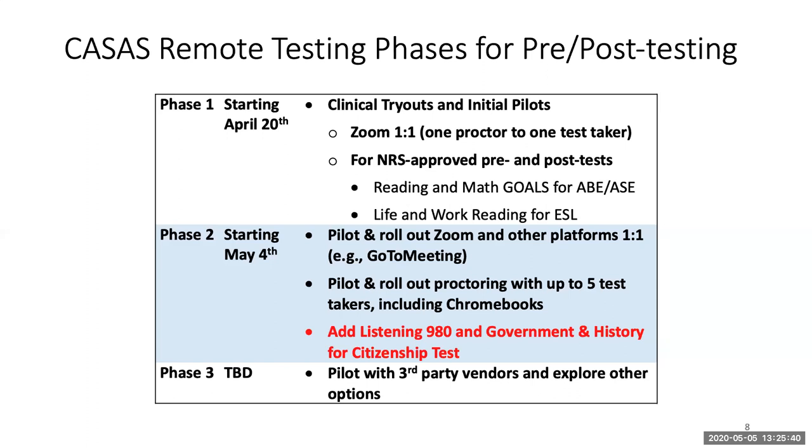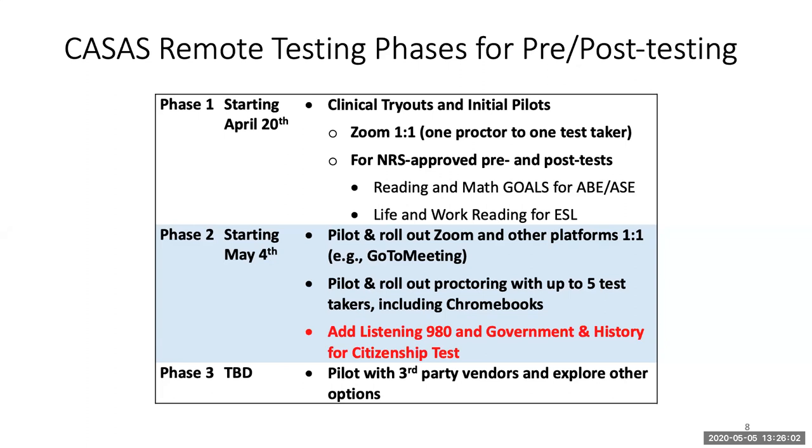I'll add, we also added government and history for EL Civics. We started adding new kinds of technology. We're going to stay with phase 2. Eventually we'll hit phase 3 and we'll start looking at additional options. Again, we kind of fell off the grid with that because a lot of those things really depend on how things proceed with phase 2.